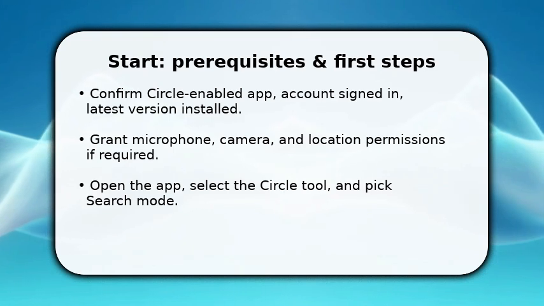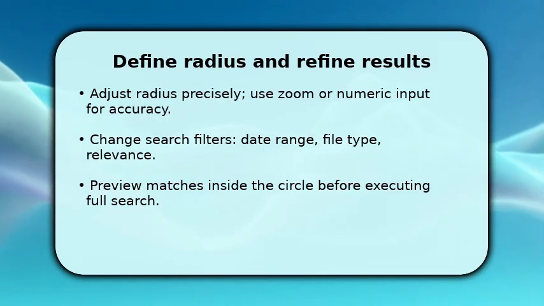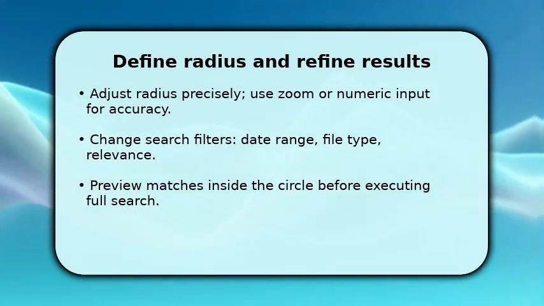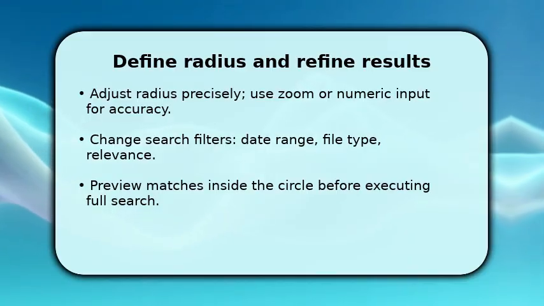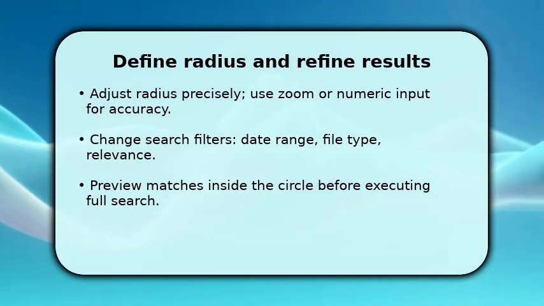Once the circle is drawn, refine the radius to focus results. Pinch to zoom, numeric entry, or on-screen slider will tighten the search area. Then apply filters, for example date range, file type, or relevance, because targeted constraints reduce noise and speed up processing.